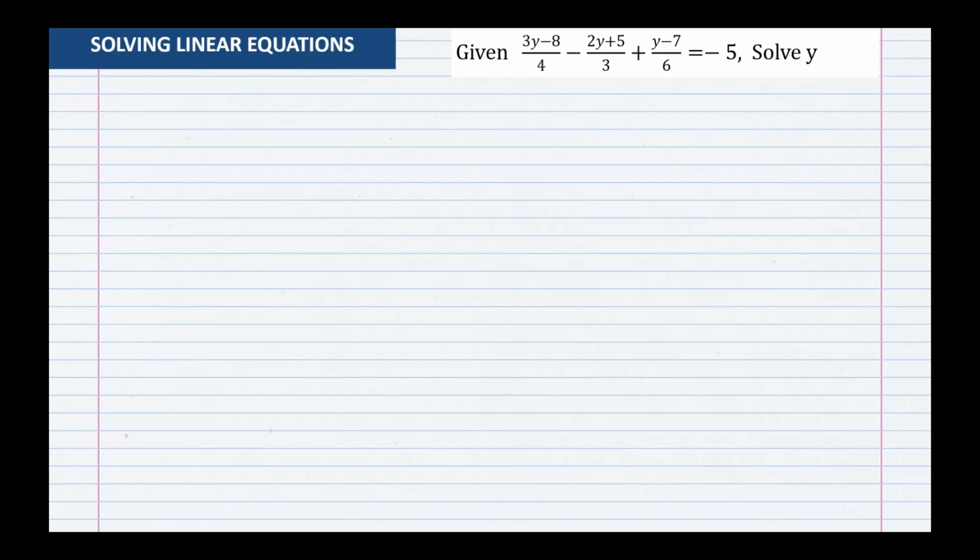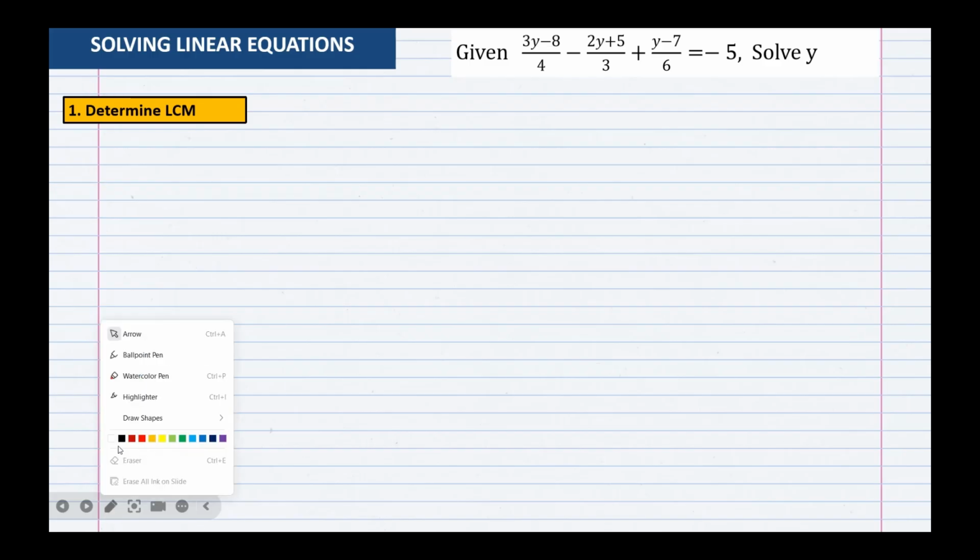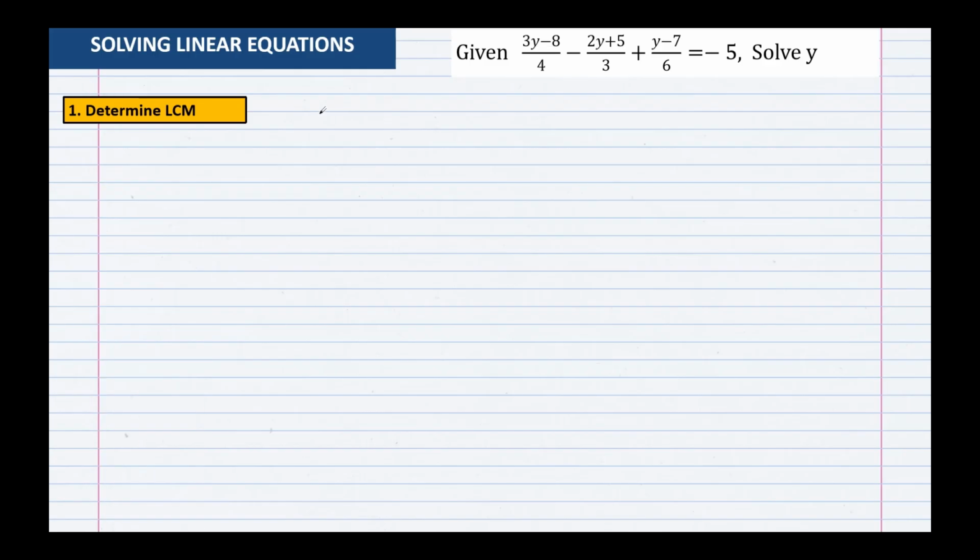So the first step is to determine the LCM, our lowest common multiple. How we do that is we write down our denominators, and we write the multiples down for each denominator. We know our denominators are 4, 3, and 6. So these are our denominators.